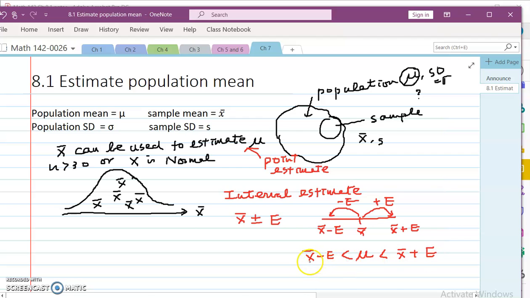So this is called an interval estimate. You give people an interval to tell them, mu could be any of these, not exactly this one. X bar, the point estimate, is what I have in the sample, but it could be any number. So how do they calculate the margin of error?